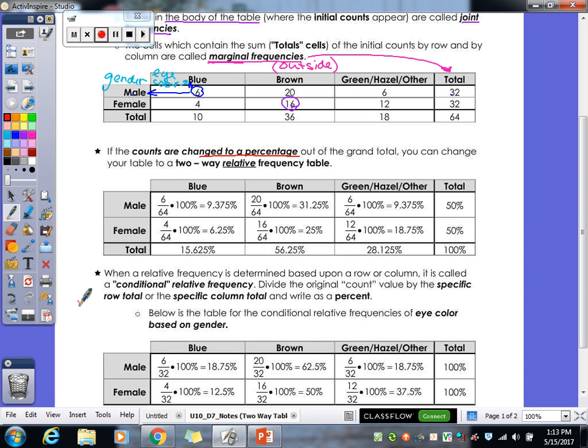So what we can do is take our frequencies and change them into percentages, just like we did here. We turned all of these into a percentage. Since it's out of the grand total, see this was out of 64, which was our grand total from up here. There were 64 people total in this survey. They call them relative frequencies. When it's out of the grand total, they call that a relative frequency.